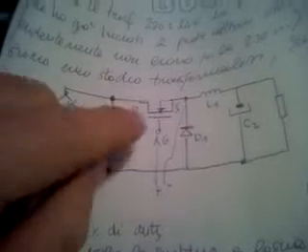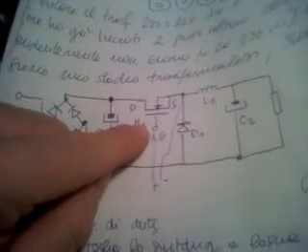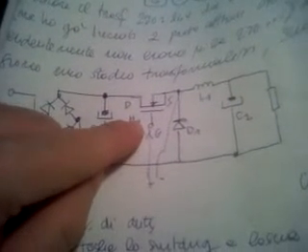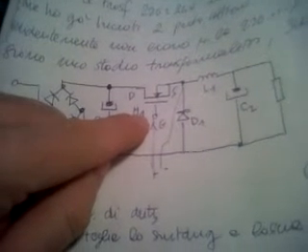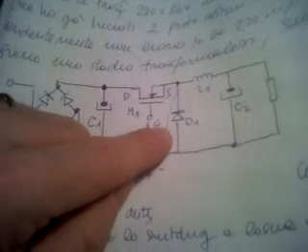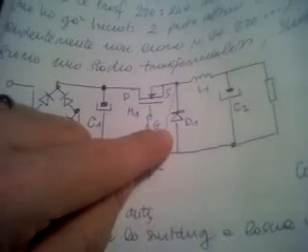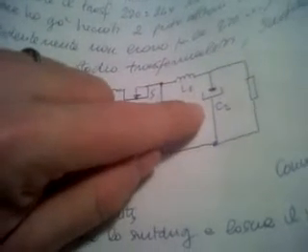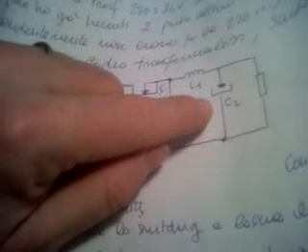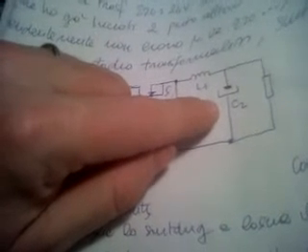For this scheme, I chose the MOSFET IRF710, which is able to carry up to 2 or 3 amps, a diode that is BYY500, a coil that has the value of 5 millihenry, and an output capacitor of 4.7 microfarad.